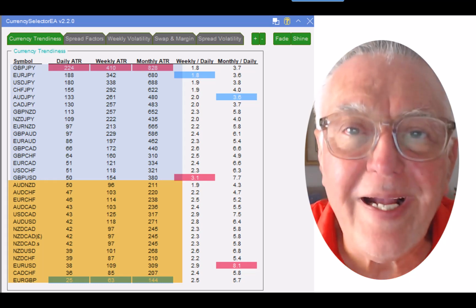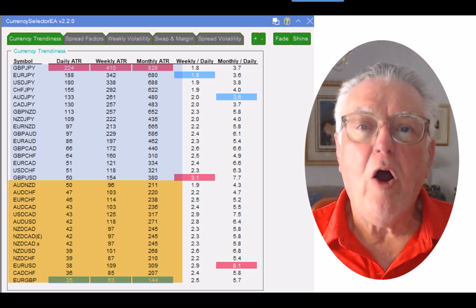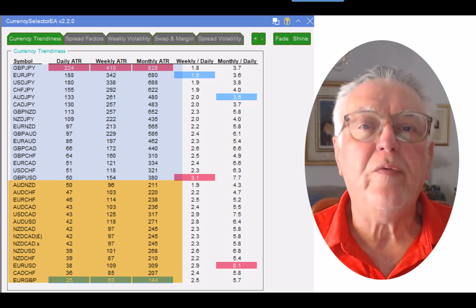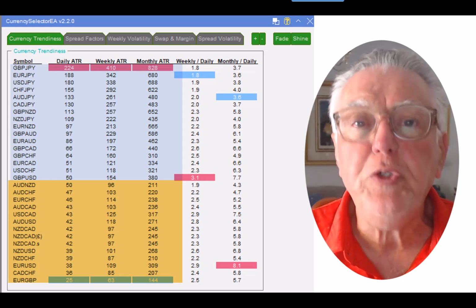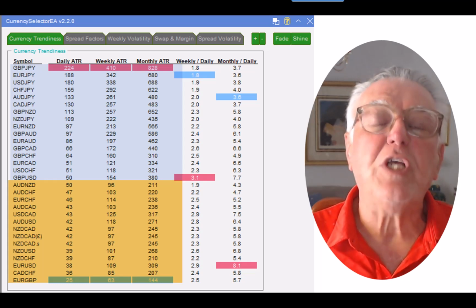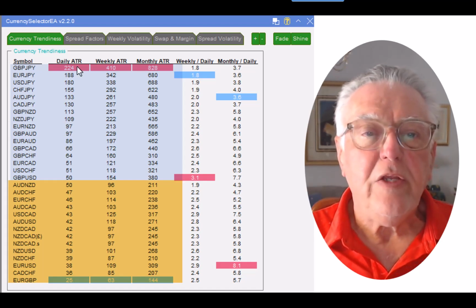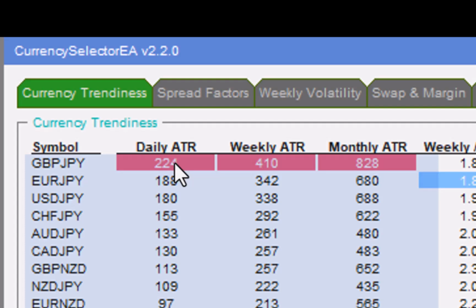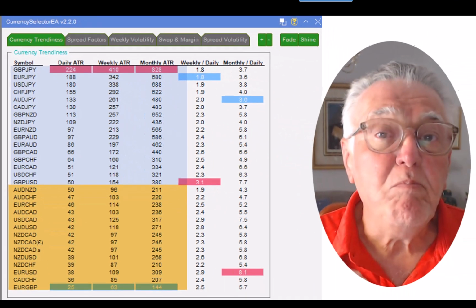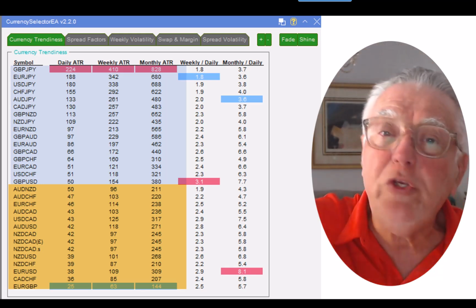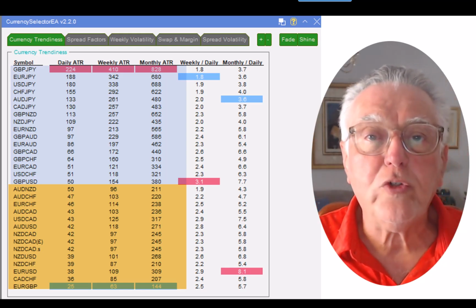Now it's quite easy to find trending currencies. On your screen you can see a tool that we use called the currency selector, and it is based on the ATR, the average true range that a currency has over a period, and in this case we use daily. On a daily basis the pound yen travels on average 224 pips. So the daily movement on the pound yen is a trend. You can see the movements are huge. They might go up and down, but they are all trends.